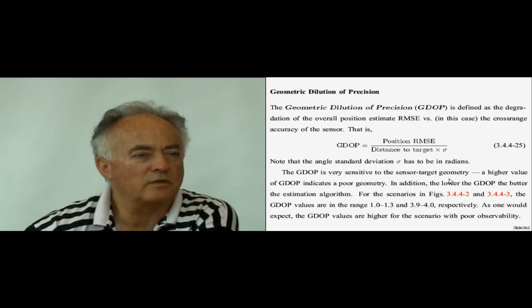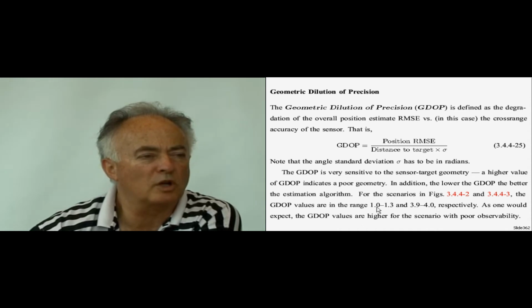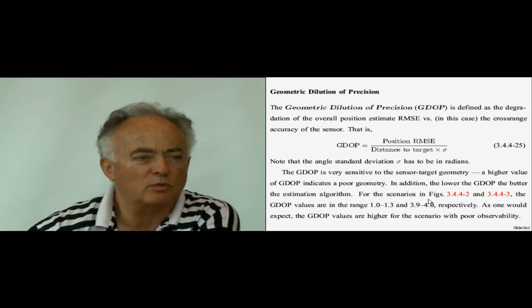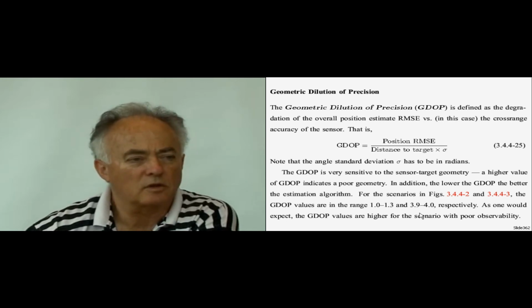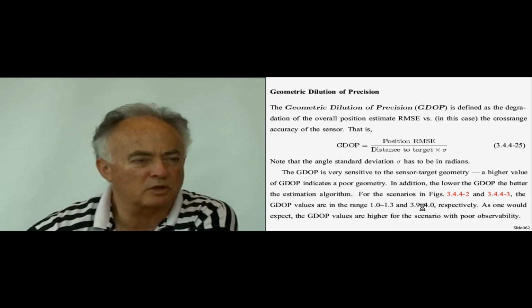And this is indeed very sensitive to the geometry. For the good situation, the good geometry, the GDOP was between 1 and 1.3. For the poor geometry, it was around 4. So this 4 indicates a degradation in the overall position error compared to the single position measurement error.